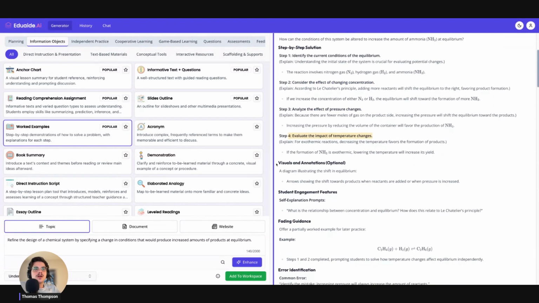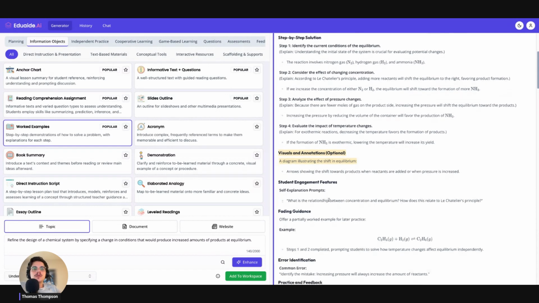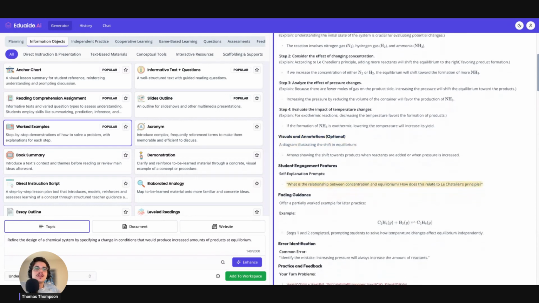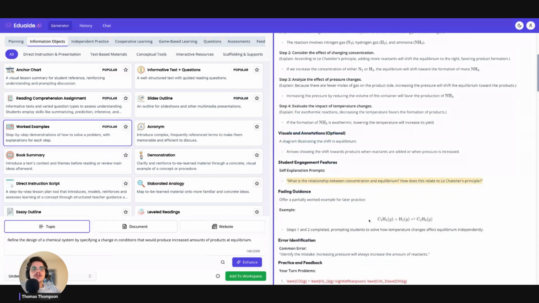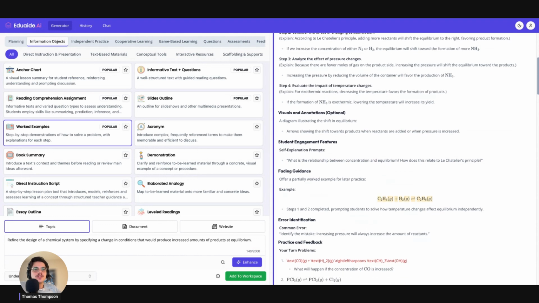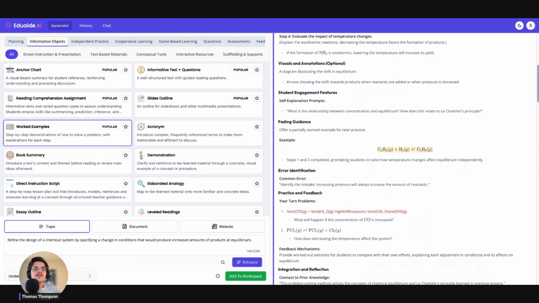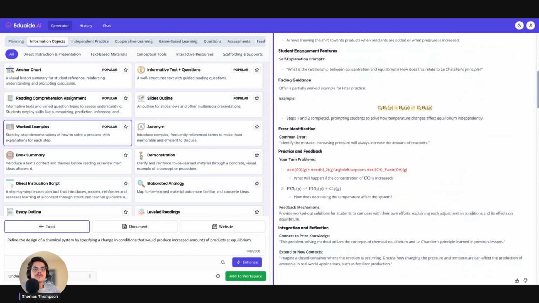So what should we do? Well, we have an optional visual: you should add a diagram illustrating the shift in equilibrium with arrows showing the shift towards products when reactants are added and when pressure is increased. Some self-explanation prompting. And then, of course, partially worked examples for later practice. We give an example like this. We complete steps 1 and 2. We have the students finish it.